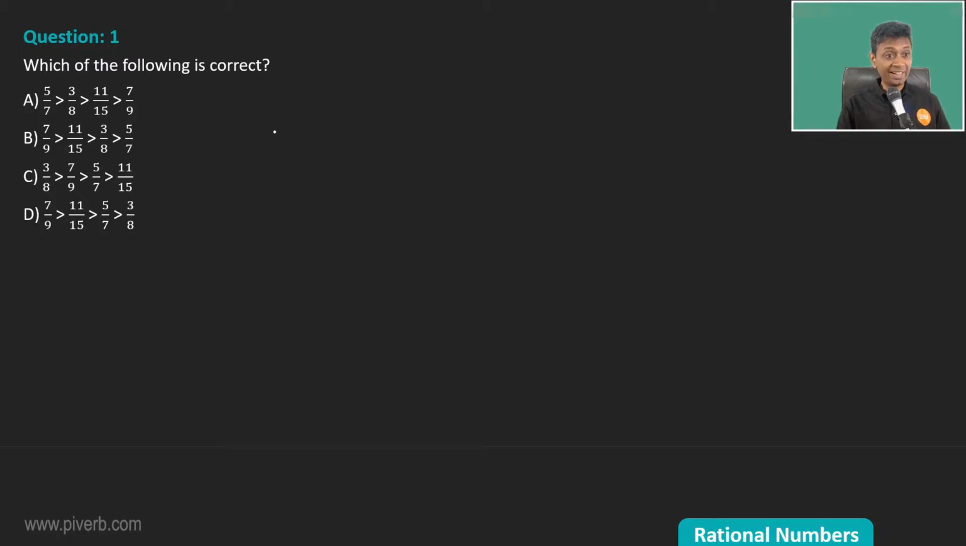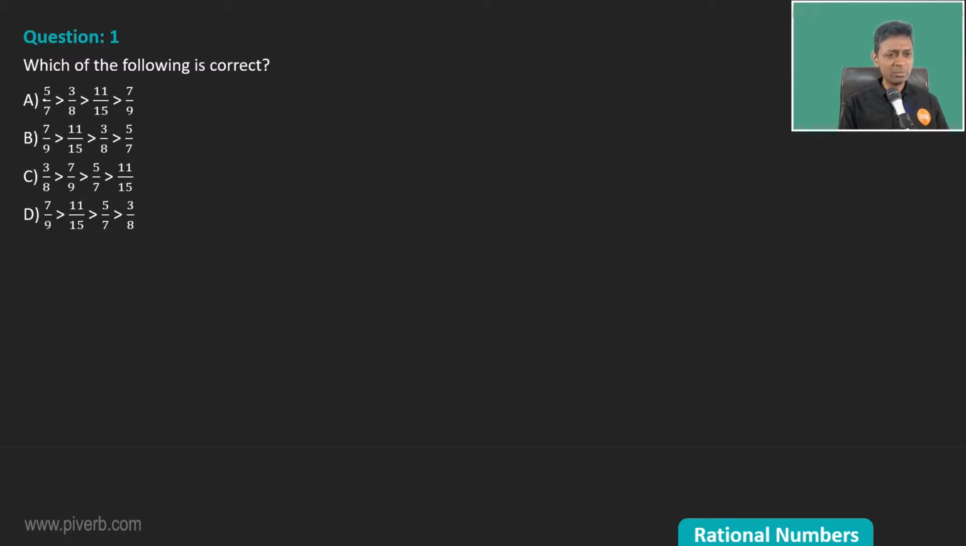Which of the following is correct? 5 by 7 greater than 3 by 8 greater than 11 by 15 greater than 7 by 9. I want to let you in on a secret. Whenever you get questions like this, don't just get consumed by the math and think about what might be the weakest link in each thing.